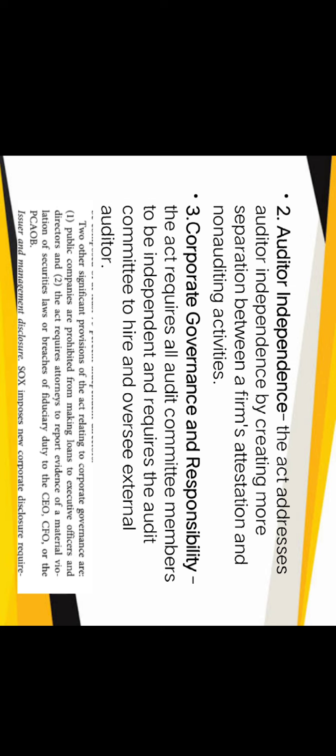These are the two provisions ng Sarbanes-Oxley Act na significant sa corporate governance. First, public companies are prohibited from making loans to executive officers and directors. Second, the Act requires attorneys to report evidence of material violation of securities laws or breaches of fiduciary duty to the CEO, CFO, or the PCAOB.